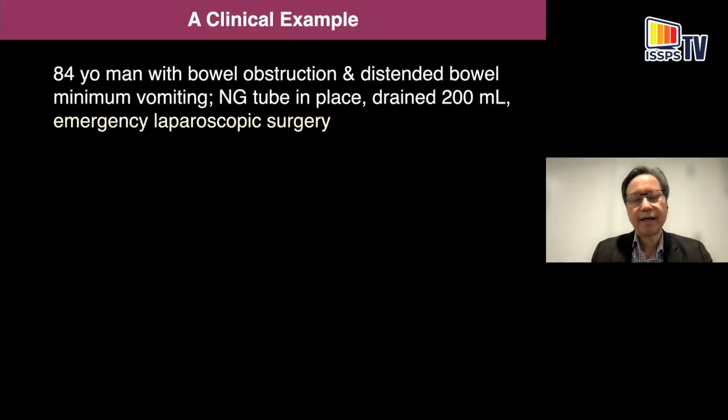So take this case as an example. It happened to me, a patient came for emergency laparoscopic surgery because of bowel obstruction. The NG tube is already in place, it's drained already 200 mils. Do you want to know how much more gastric fluid there is in the stomach before induction of general anesthesia?